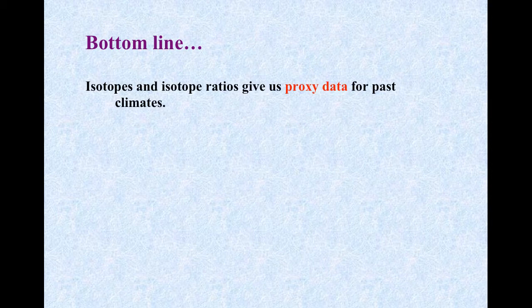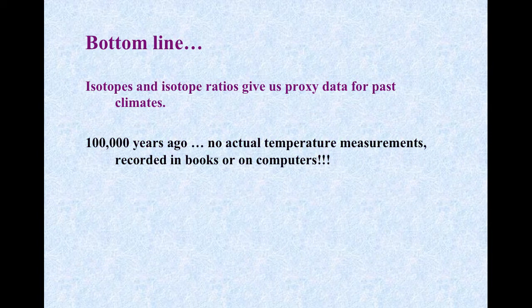And so summarizing all of this then, isotopes and isotope ratios give us proxy data for past climates. What are proxy data? Well, let's just pick a random time, 100,000 years ago. Nobody, as far as we know, was standing around 100,000 years ago taking temperature measurements with thermometers or any other kind of devices.